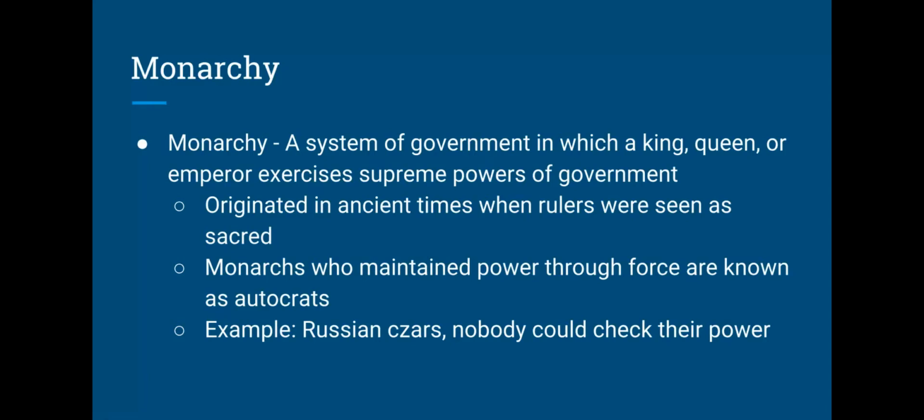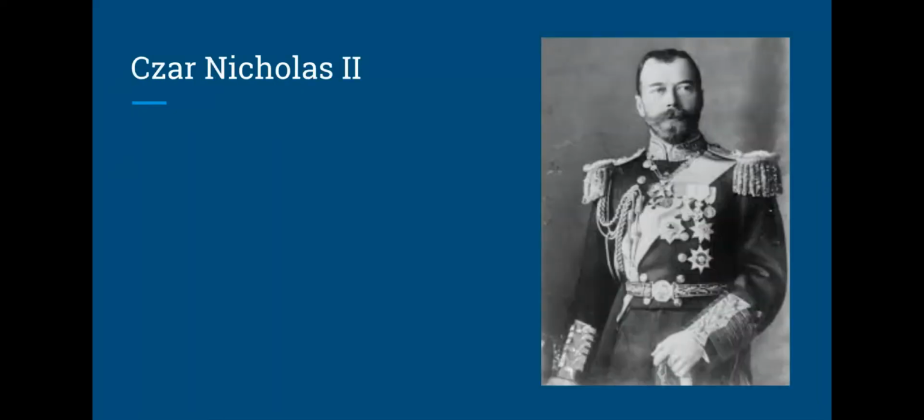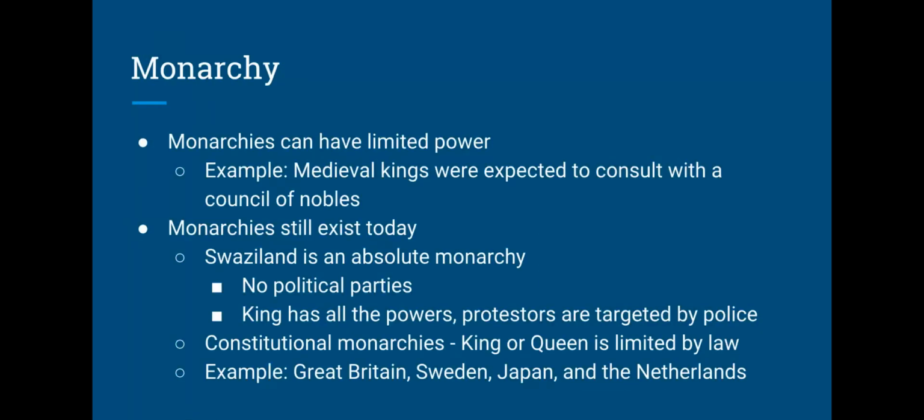Next up, you have a monarchy, or a system of government in which a king or a queen or an emperor or an empress is going to have the supreme power over the government. A monarchy really originated in ancient times when rulers were seen as sacred. We talked about the divine right theory of government and how that was used to kind of justify their power. One example would be the Russian czars. So you have Tsar Nicholas II, the last Tsar of Russia. But really, with an absolute monarchy, no one could kind of check the ruler's powers.